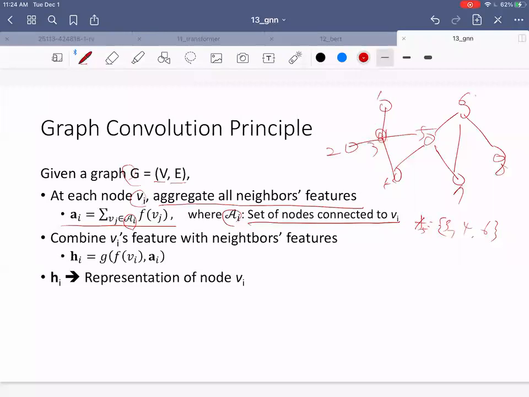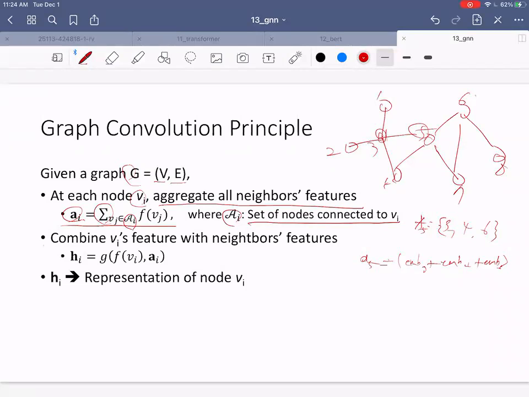So that's the set of nodes connected to the ith node, and what you want to do is sum the features of those neighboring nodes. You take some function that extracts the features, or embeds them, basically. So you take some embedding of 3 plus some embedding of 4 plus some embedding of 6. You sum them up, and that's how you aggregate all neighbor features of node number 5. That becomes A5. That's the aggregation part.